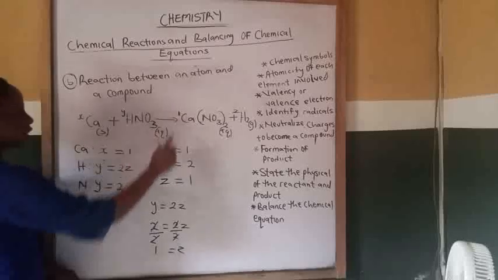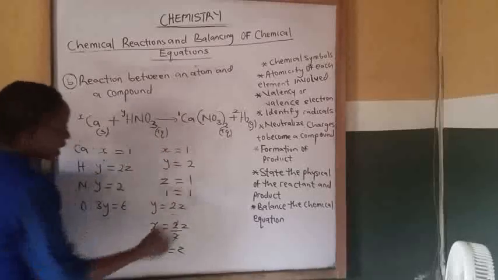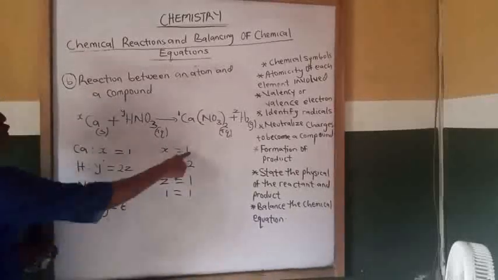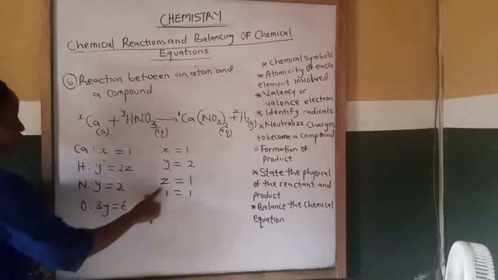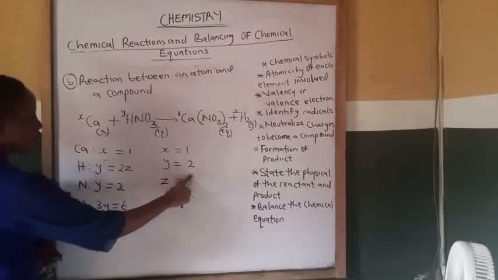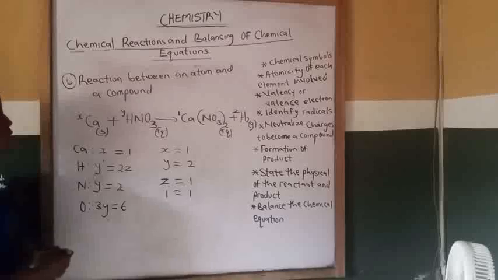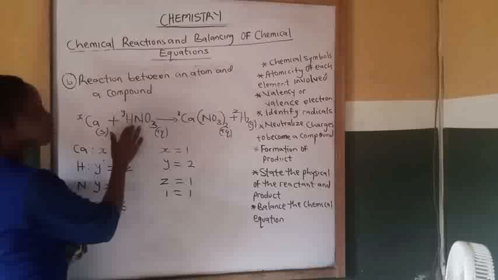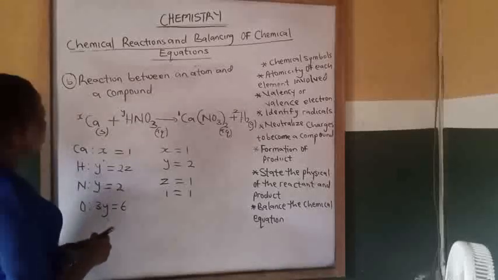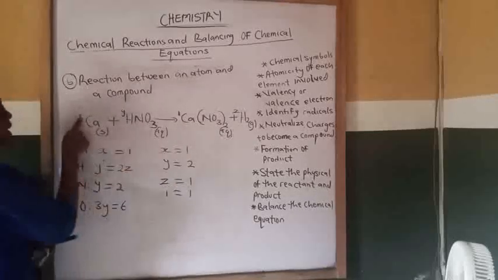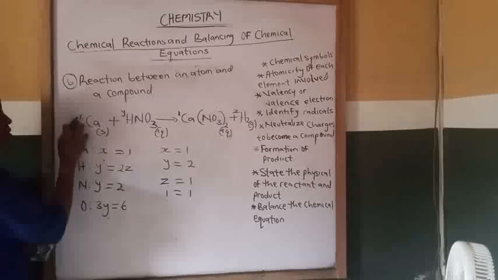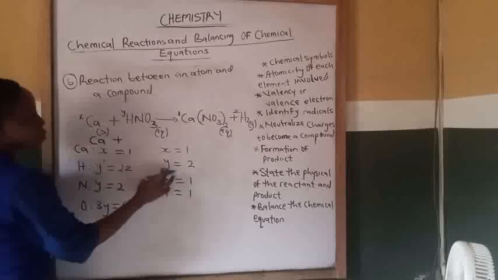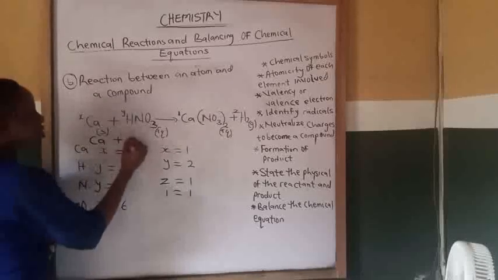Then the coefficient 1 still remains as 1. So X equals 1, Y equals 2, and Z equals 1. The coefficient 1 remains 1. So we are going to substitute the unknown values into this equation. Let's substitute X equals 1 into this value. So X, which is 1 times Ca, will give us Ca plus my Y, which is now equal to 2. So you replace this Y with 2.